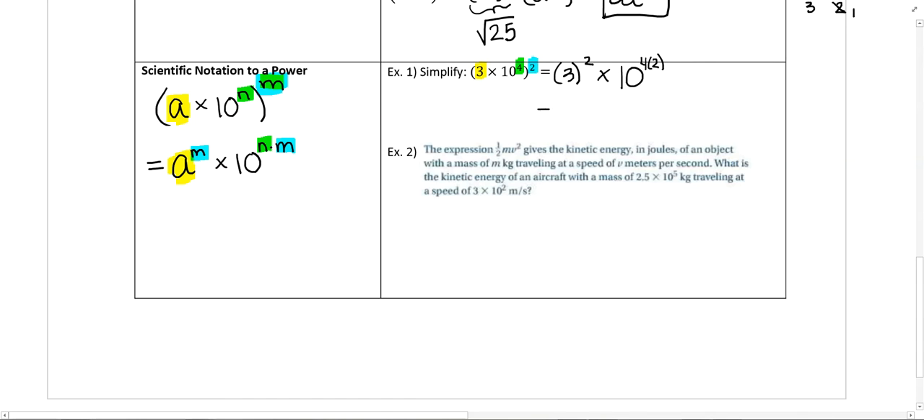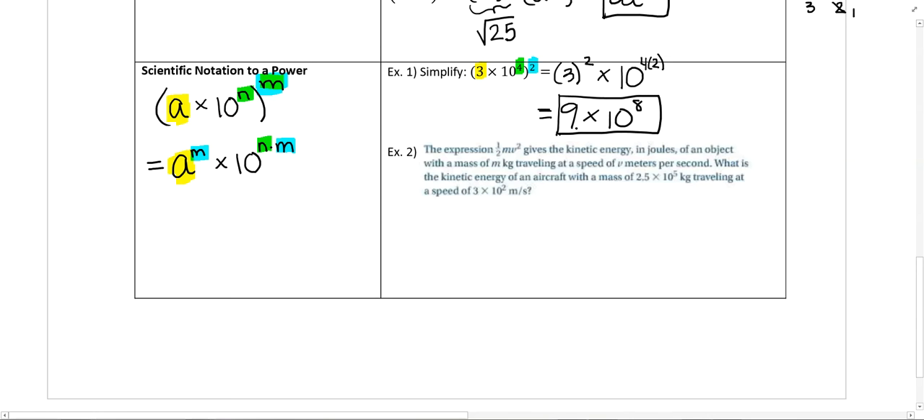So let's clean this up. 3 squared is 9, and then it's going to be 10 to the 8th power. Because 9 is only one digit, and my decimal would be here because it's a whole number, I don't have to change my scientific notation. It's good.